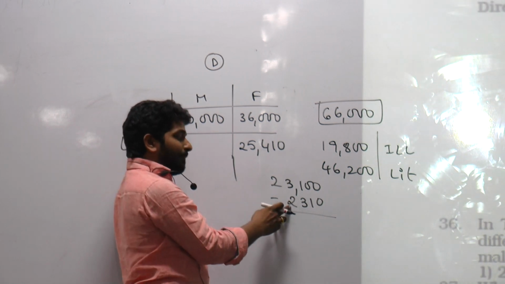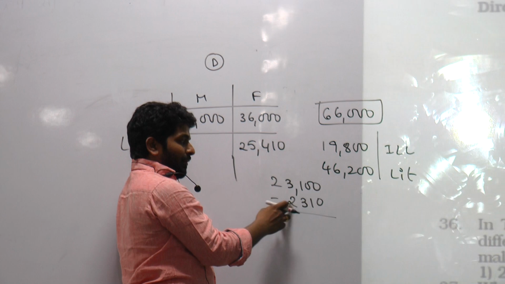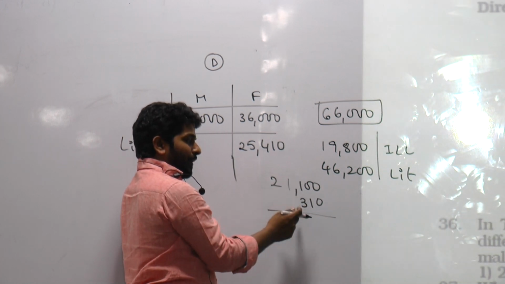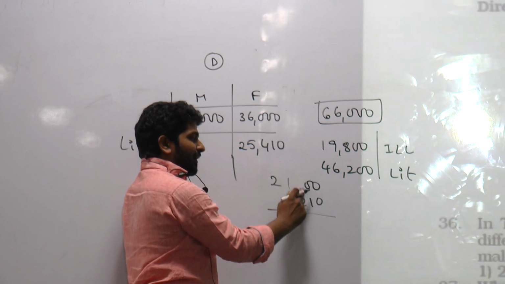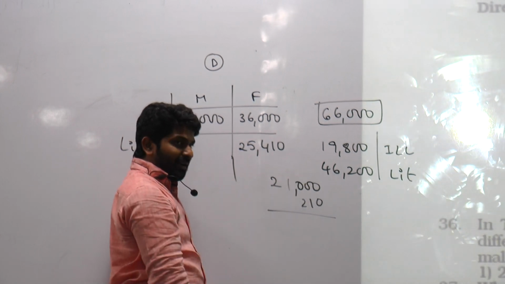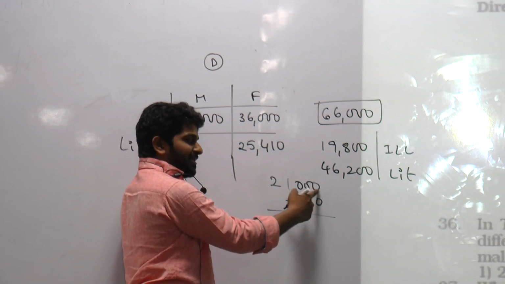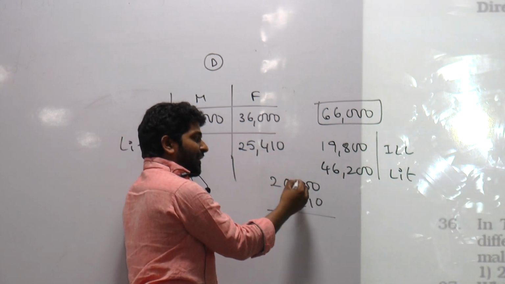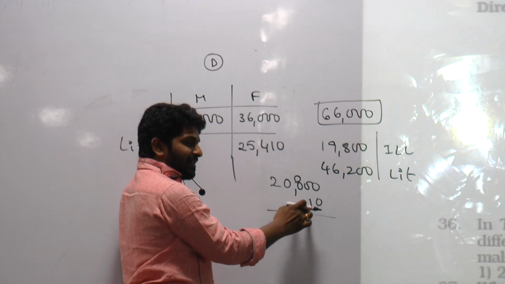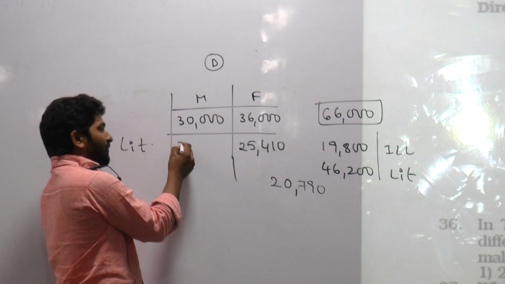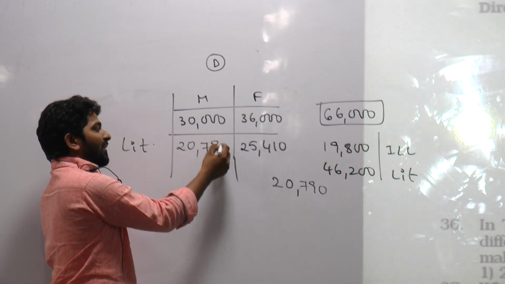So let me first subtract 2,000. 100. 2,000 subtracted. 100 also subtracted. Now I have 21,000. Again we need to subtract 210. First subtract 200 from this. 20,800. Again you need to subtract 10, that will be 790. So total 20,790.